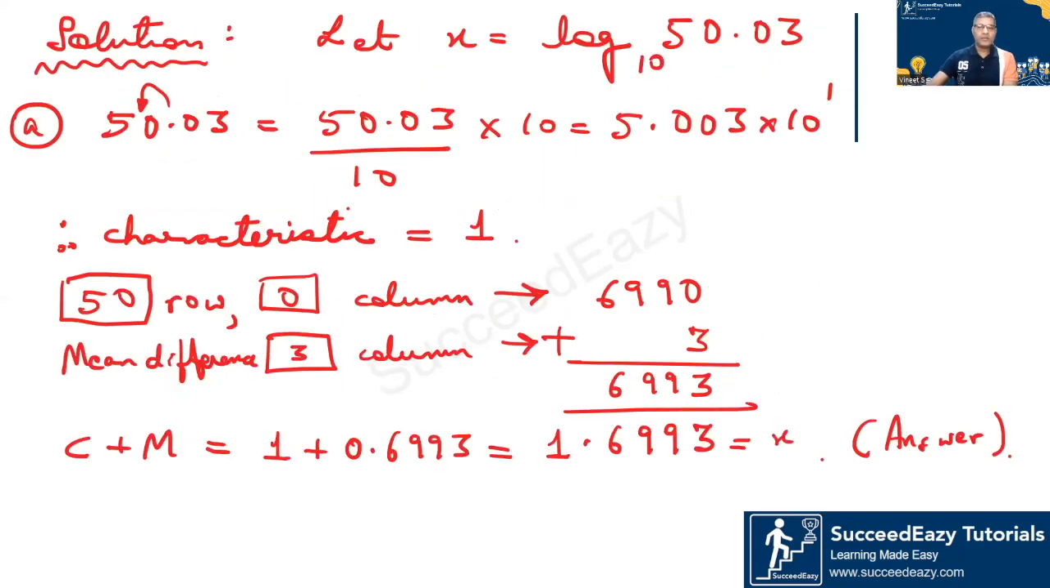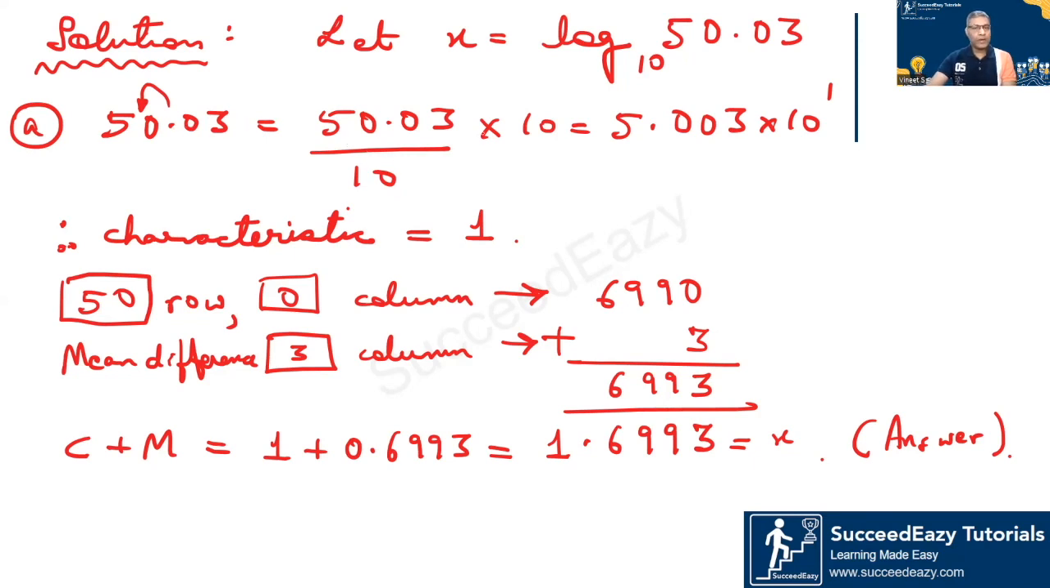All right. So let x be equal to log of 50.03 to the base 10. I have to express 50.03 in scientific notation form. I want the decimal after only 1 digit to the left. There should be only 1 digit to the left, right? That means after only 1 digit, I want the decimal. So I'll have to shift this decimal towards my left by 1 digit. How do I do that? By dividing this number by 10.